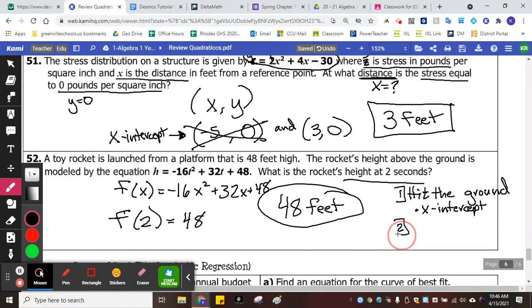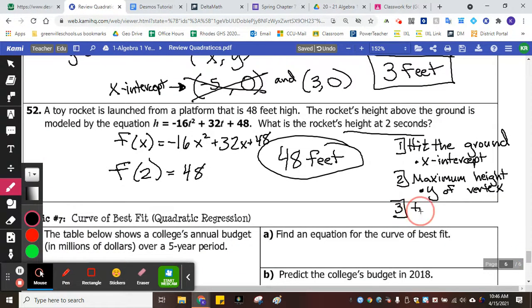Remember, if it talks about the maximum height, that's your y of the vertex. If it asks for the time it reaches the maximum height, that's the x of your vertex. Remember, x is time, y is height.